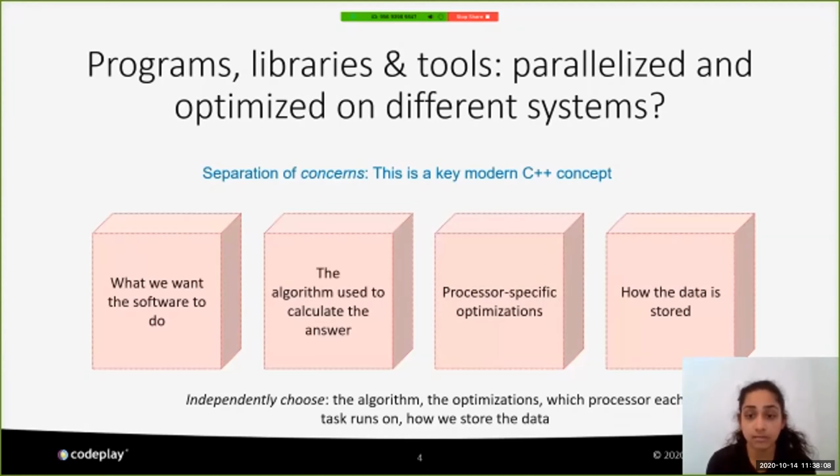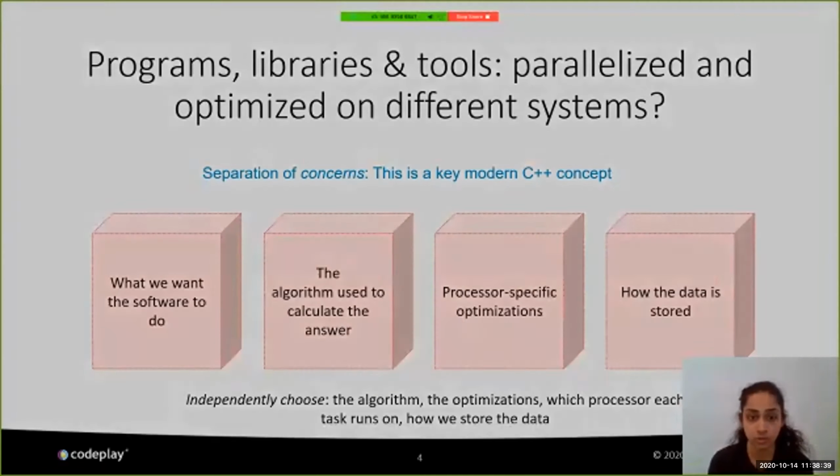The fourth division is how the data is stored. We have seen that the format or the layout in which the data is stored can also be one of the reasons the performance of a particular piece of software is affected. So we divide the problem into smaller problems. Now that we have divided them, we can independently choose the algorithm, which processor optimizations we need, where we want the task to run, and how we want to store the data.